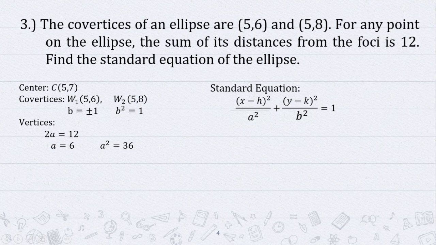Since we already have the values of b squared and a squared, we will simply substitute it to get our standard equation. Since we don't have to write 1 as our denominator, our final answer is quantity x minus 5 raised to 2, all over 36 plus quantity y minus 7 raised to 2 is equal to 1.